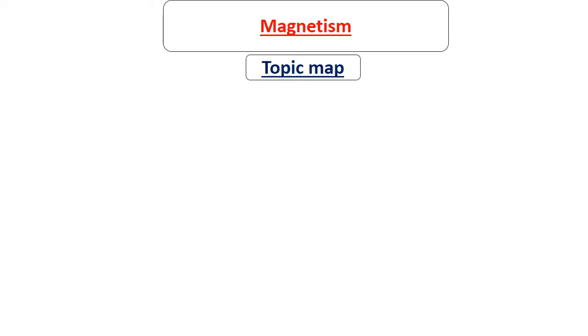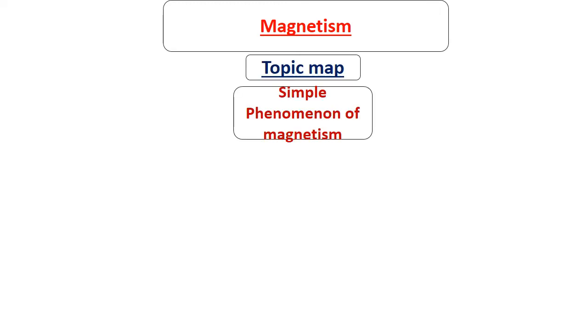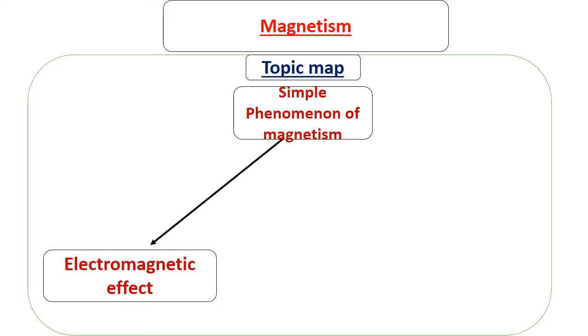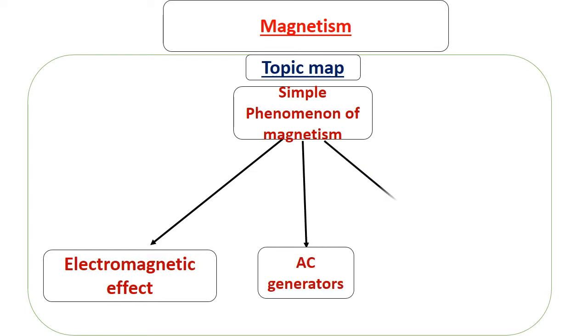Welcome to the second part of magnetism. So far, we have looked at simple phenomena of magnetism. In this video, we're going to take a look at electromagnetic effects. In the next video, we'll take a look at AC generators, and in the last video, we'll take a look at transformers. So in AC generators and transformers, we're going to use concepts from here and from here.